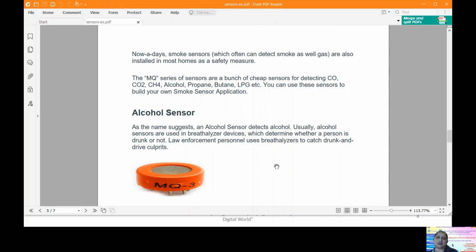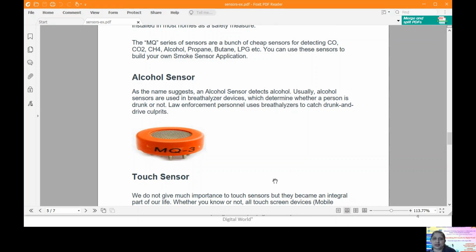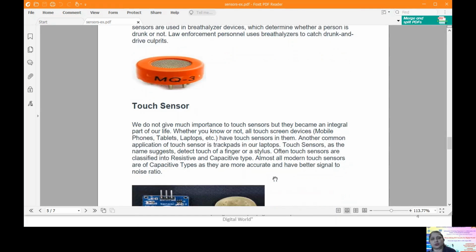The next example of a sensor is the alcohol sensor. Definitely, as the name suggests, the alcohol sensor will sense or detect alcohol. Usually alcohol sensors are used in breathalyzer devices to determine whether a person is drunk or not. For safety measures while driving, if we want to check whether the driver is drunk or not, we can use the alcohol sensor to sense the alcohol.